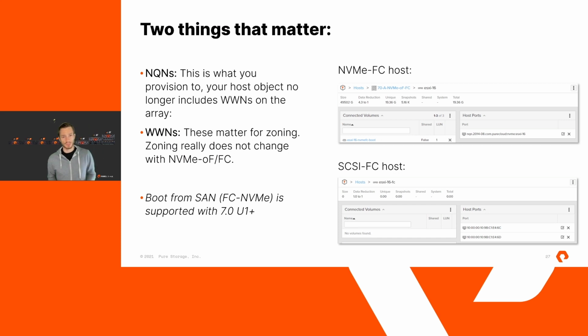You still need to do zoning. You still take your host worldwide names and your array worldwide names, and you zone them together to allow them to communicate. But what you're actually provisioning to on your array is the NQN, not the worldwide names. You're not attaching this NVMe namespace to these WWNs. You're attaching them to this NQN that is this particular host. The zoning just allows these WWNs to talk to one another via Fibre Channel. NVMe is on top of that, and what you actually provision to is that particular NQN. So this is really the main difference from an array perspective: you don't really care about WWNs anymore.